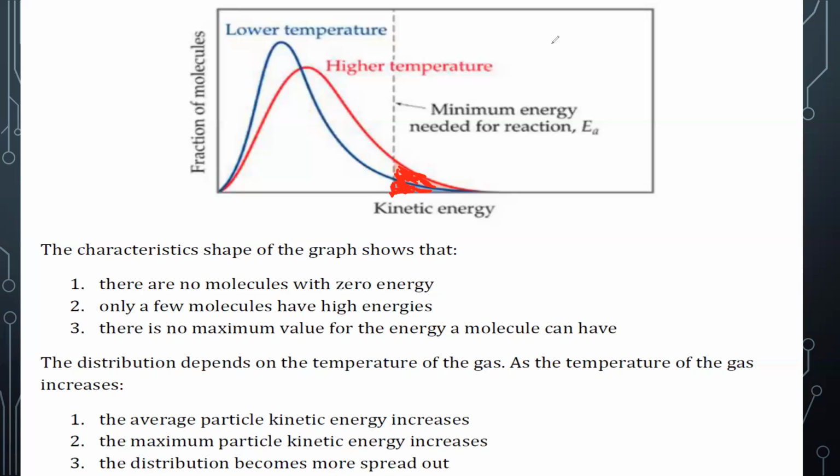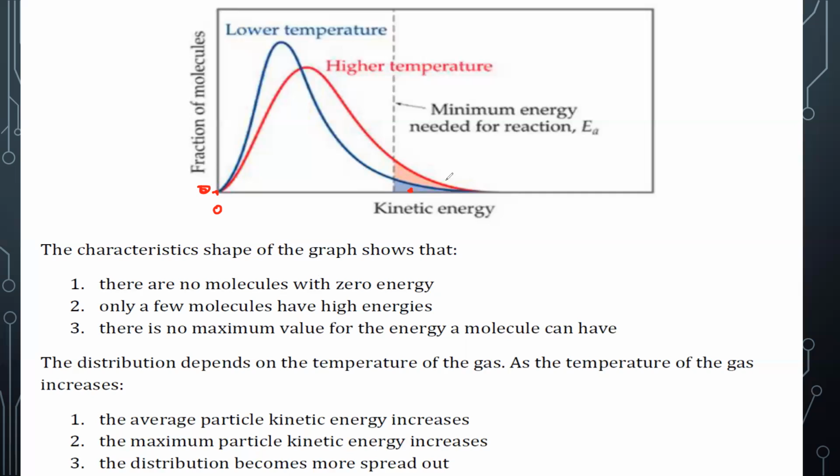What are the characteristic shapes of the graph? There are no molecules with zero energy. As you can see, when energy is zero, the number of molecules is zero. Then only a few molecules have high energy. Few of the molecules have high energy. And there is no maximum value.